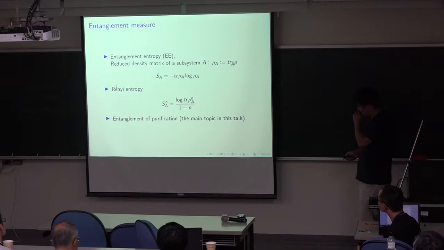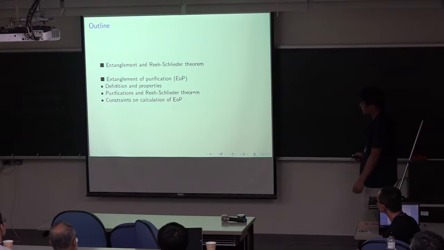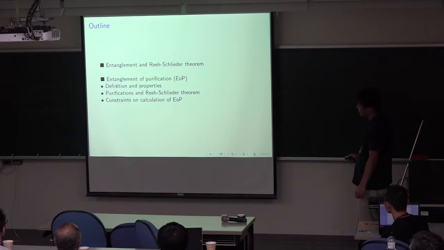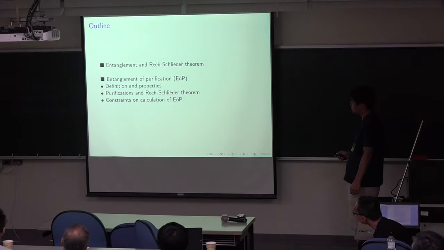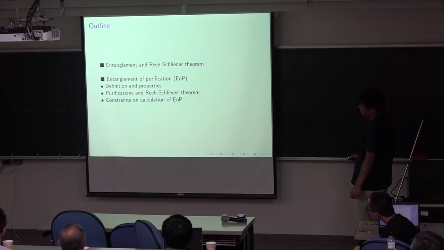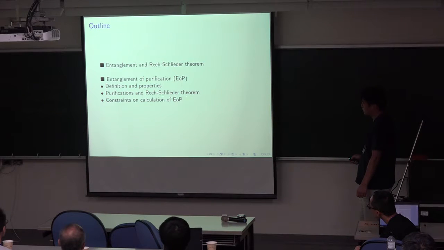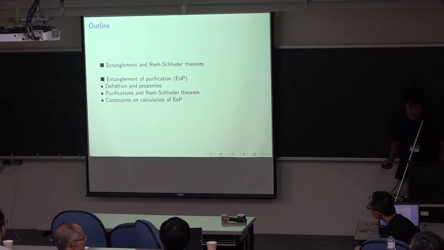Today, the main topic is something called entanglement of purification. This is the plan of this talk. First, I'd like to explain something called the Reeh-Schlieder theorem in algebraic quantum field theory, and its relation with entanglement. Then the definition of the EOP, and also how the Reeh-Schlieder theorem can be used to relate to these quantities, and also some constraints on the calculation of EOP.